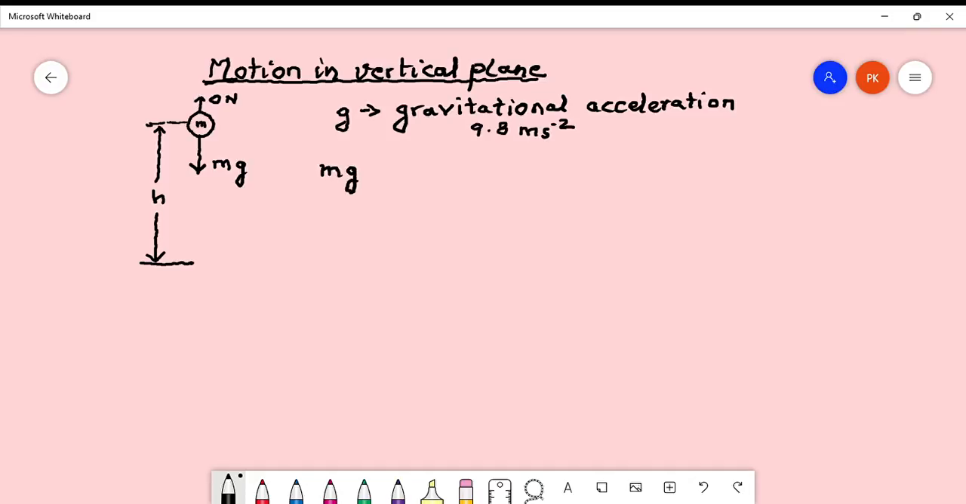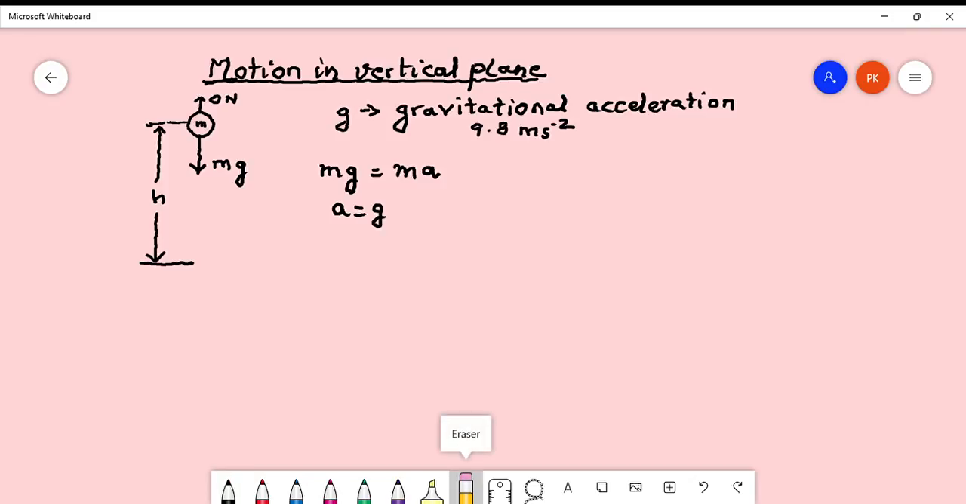And by Newton's second law, the resultant force is equal to m into a, which gives me a is equal to g, which is constant over the surface of the earth. And hence, since the acceleration is going to remain constant throughout the motion, the condition for the application of the SUVAT equations is satisfied. That means we can apply the equations of motion for this particular situation.